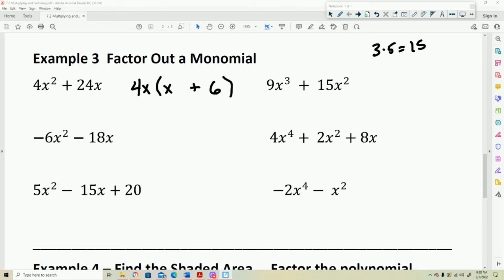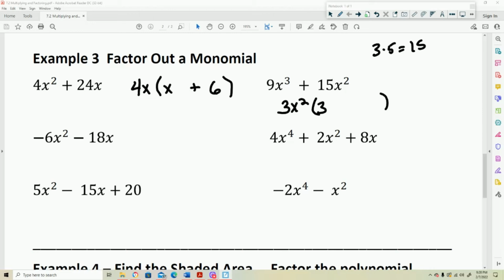Okay, here we've got a 9x^3 and a 15x^2. I think 3 is the largest number, and they both have at least 2 x's, so x^2 is the variable part. Parentheses. Okay, 3x^2 times what is 9x^3?